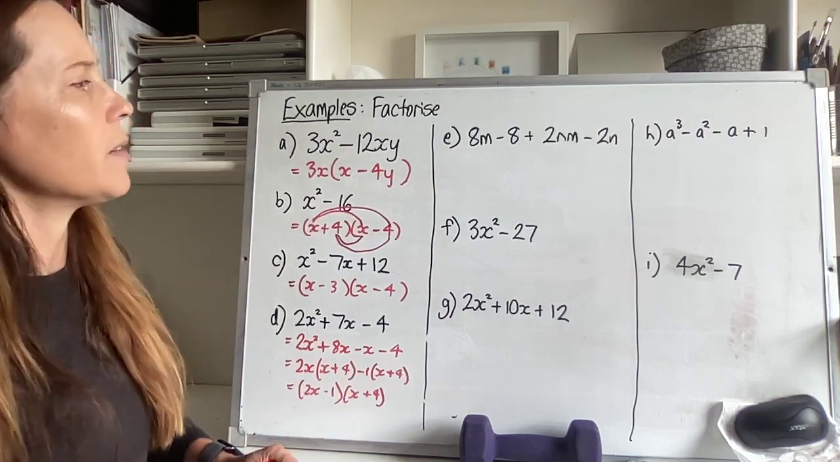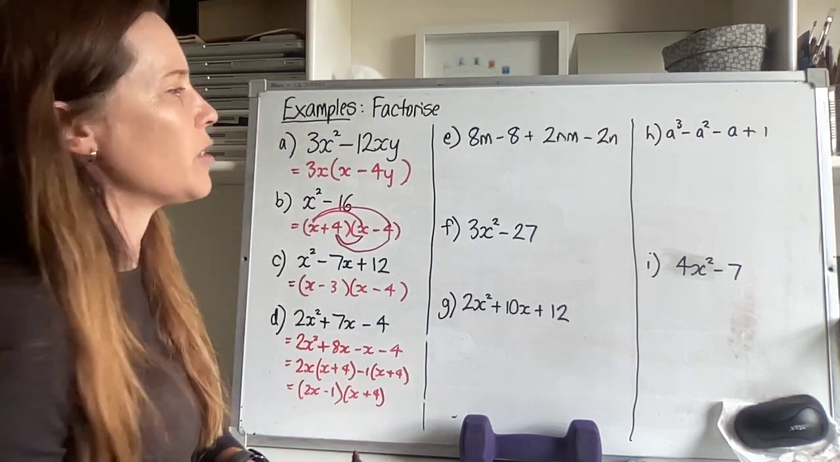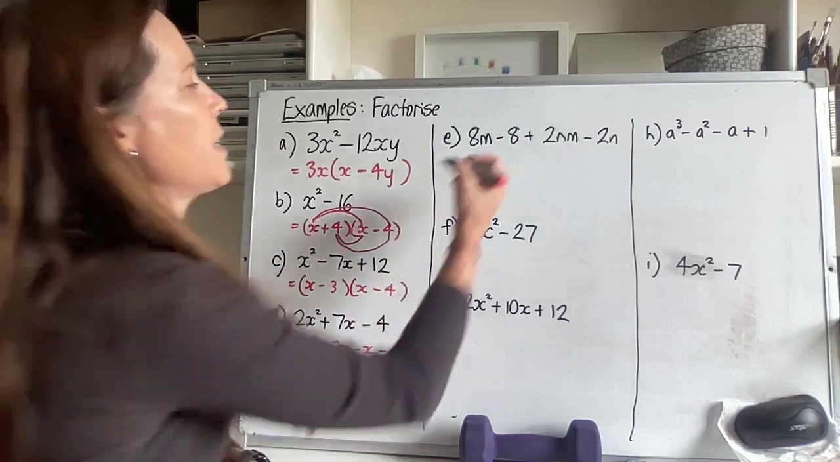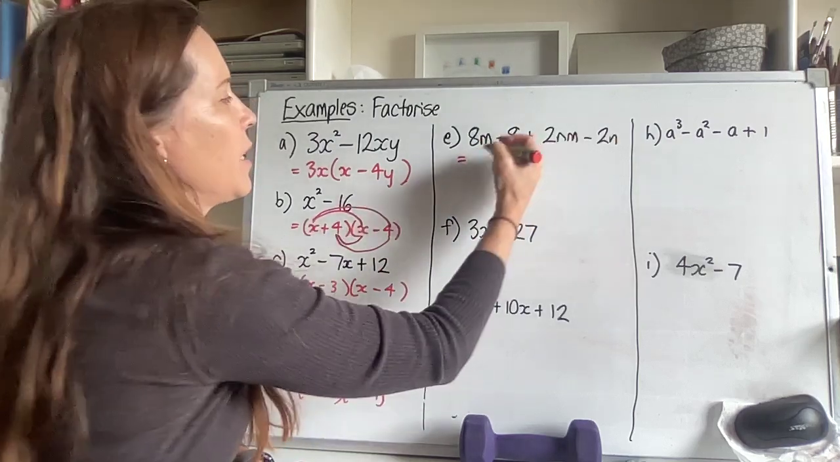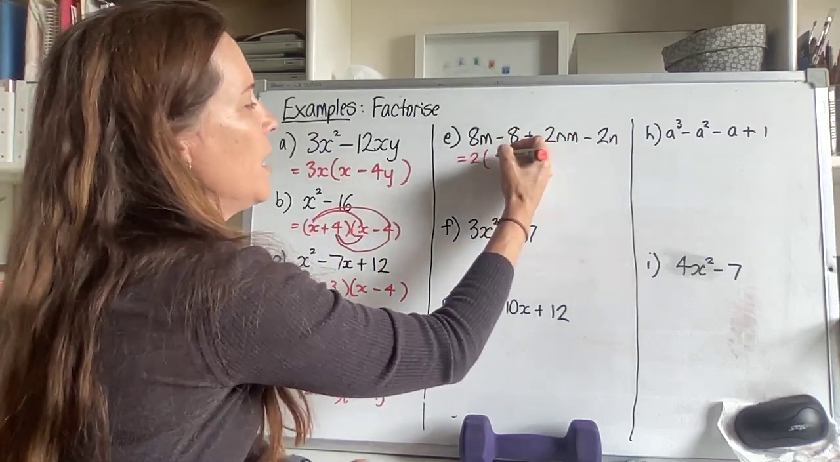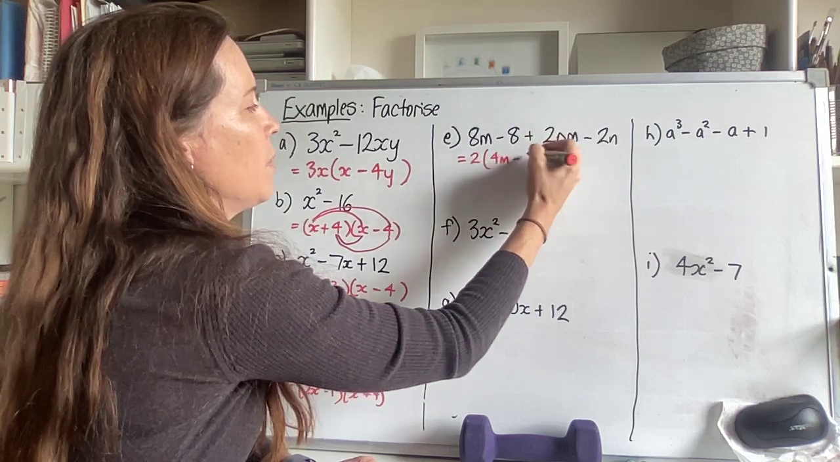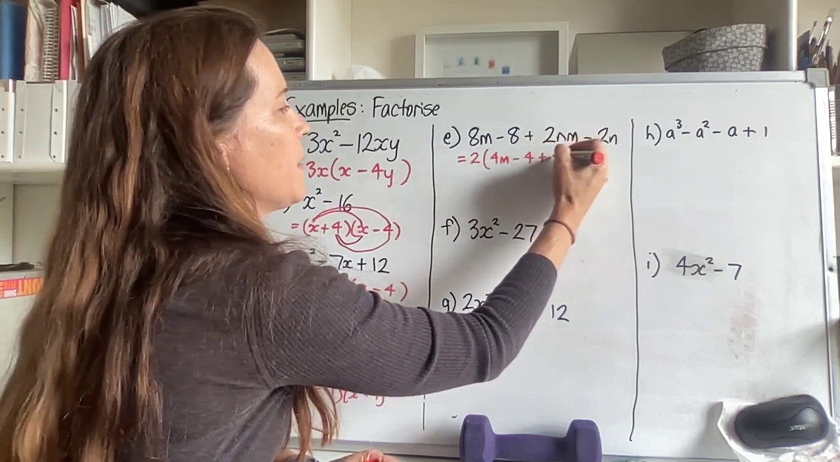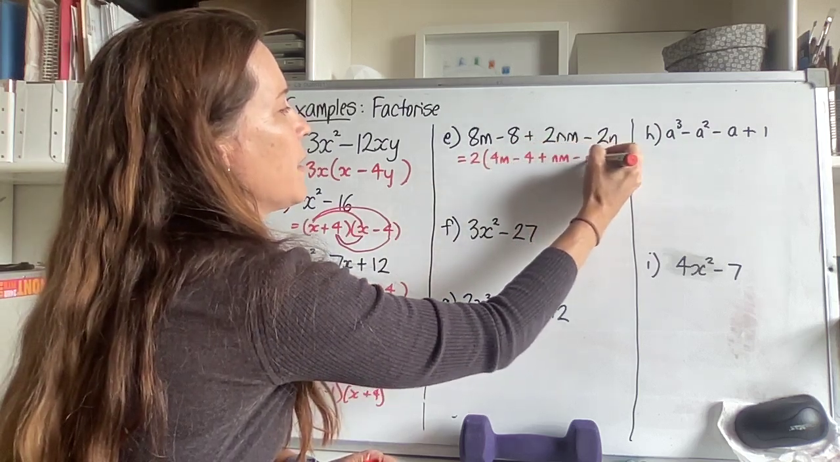All right, the next one. Well, I can actually bring a common term out the front before I even start here. So I can actually bring a 2 out the front if I want to, and that gives me 4m minus 4 plus nm minus n.